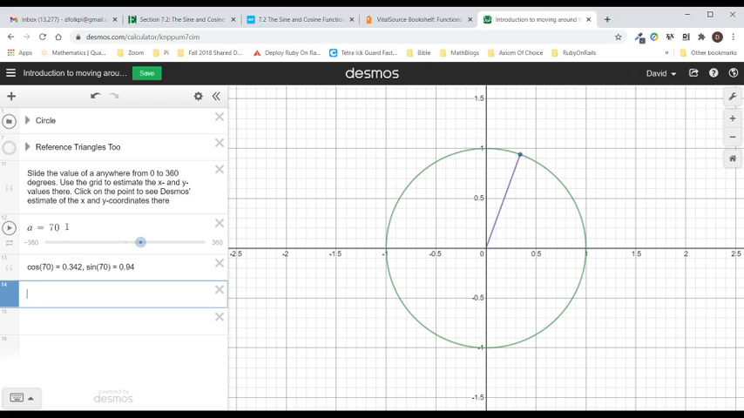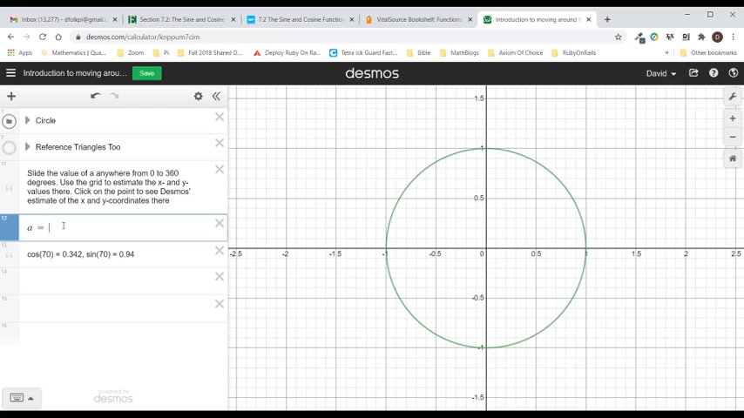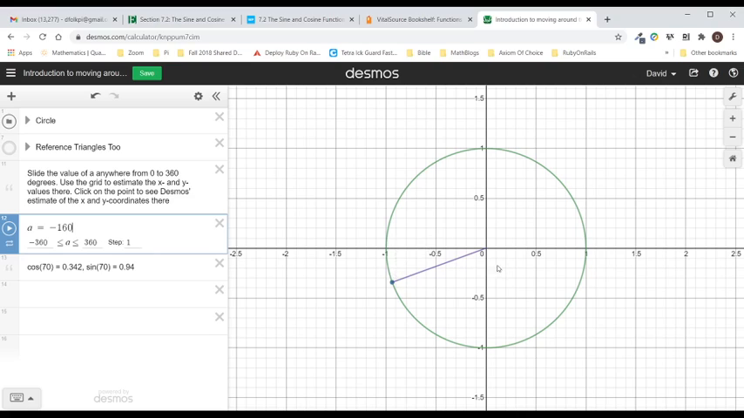Let's try this again. What if, instead of going 70, I go something like negative 160. You can see I'm way over here now because I went backwards 160 degrees. Before I click, I'm going to count 1, 2, 3, 4, 5, 6, 7, 8, 9. It looks to me like the x coordinate is about negative 0.92. The y coordinate looks to be about negative 0.35. Let's click on this. Oh boy, same numbers. This is not good. Anyway, that's where I dragged it.